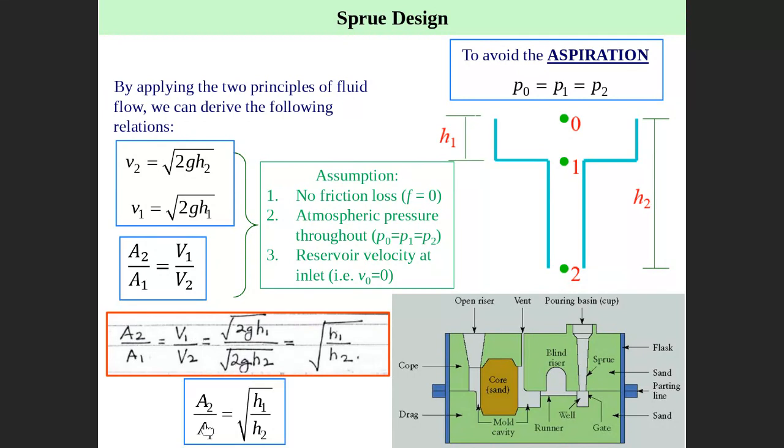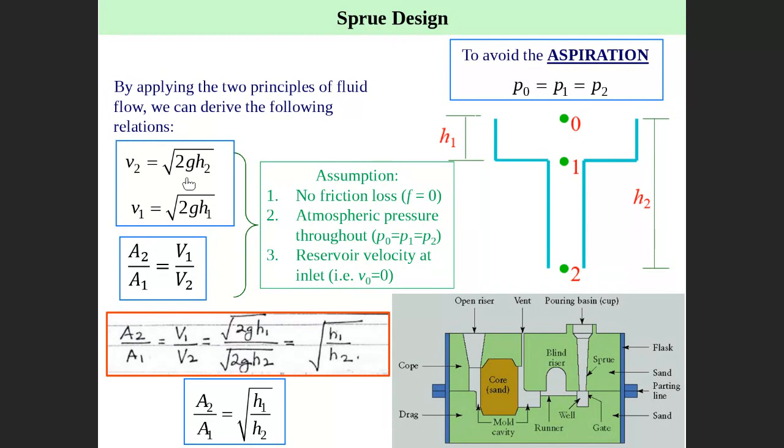Then you get A2 divided by A1, which is area at 2 divided by area at 1, the relation between area 2 and area 1, equal to square root of h1 divided by h2. This equation is obtained from here. So we can use this equation in further analysis. So actually, this is the only three equations we have in designing the sprue or the gating system.